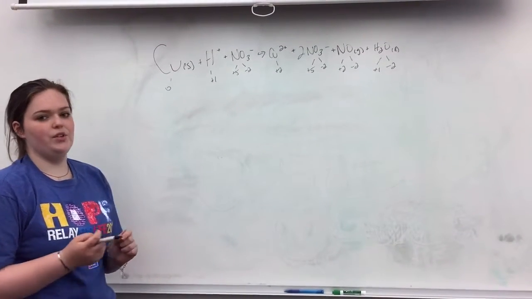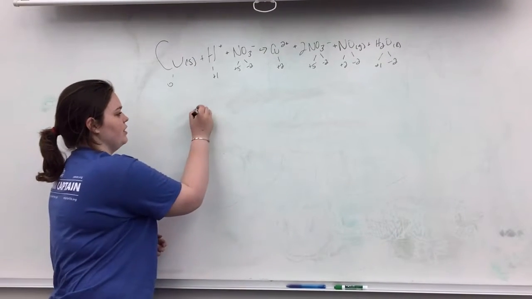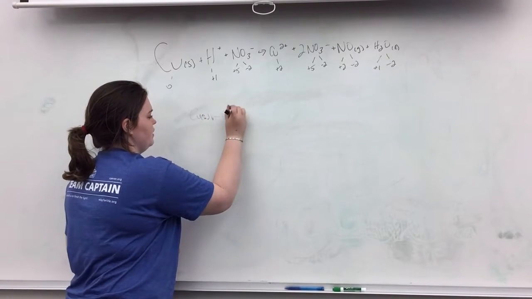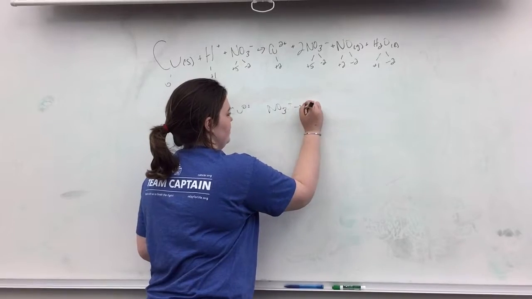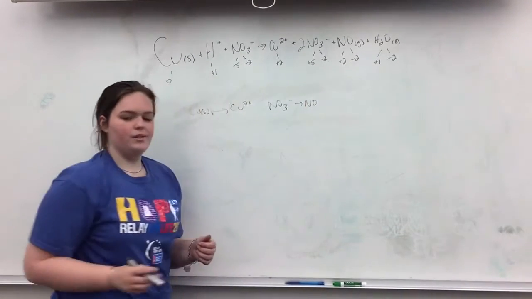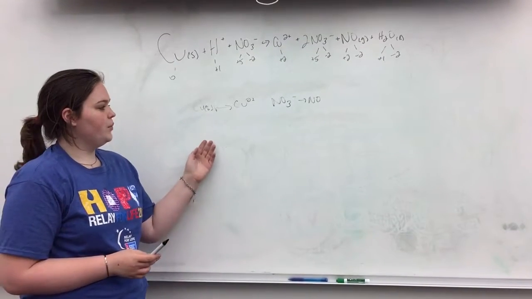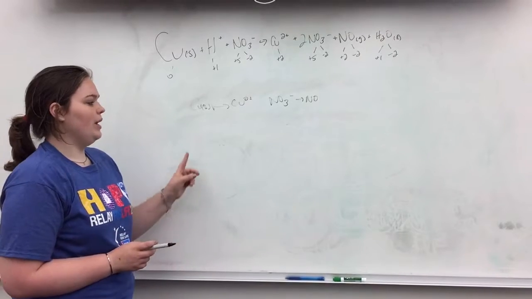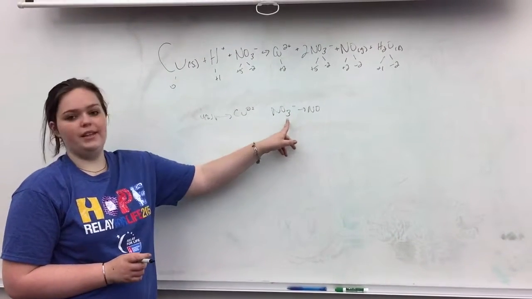From here you can determine what your reduction and oxidation reactions are. So the reactions here are Cu solid yields Cu2+, and NO3- yields NO. Now here's when you would balance anything besides hydrogen and oxygen. Since we don't have anything that needs to be balanced, we're going to go straight to balancing the oxygen. So we don't have any in our copper, but we do have 3 and 1 in this equation.